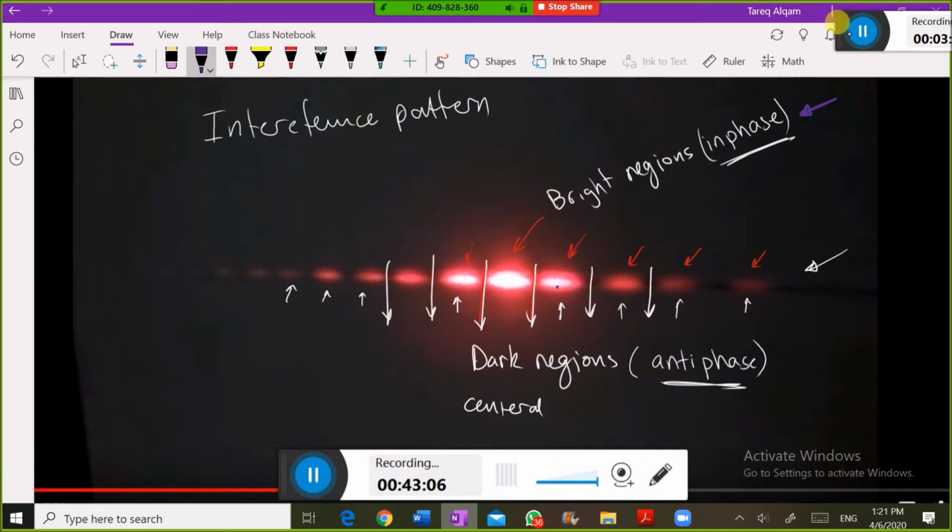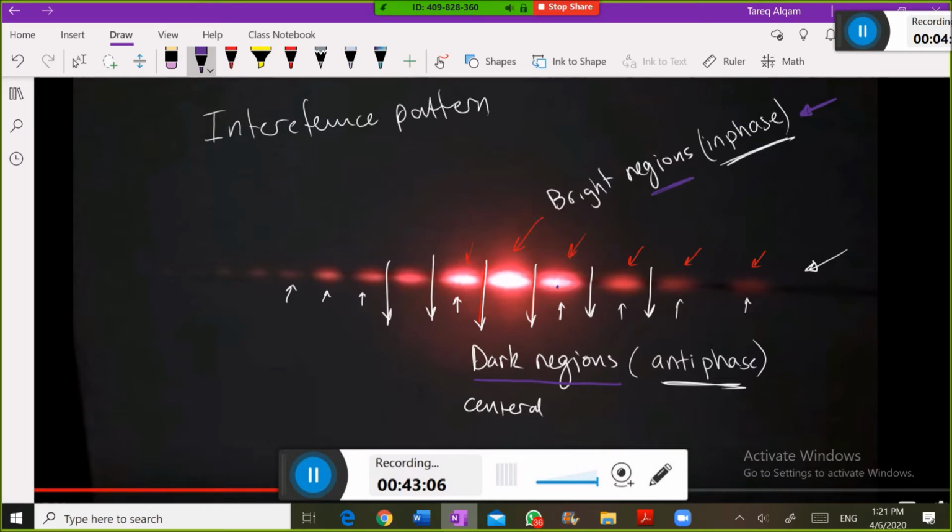In the dark regions, all the waves meet in antiphase. Antiphase means the crest with the trough, for example. So we will have a reduction in the amplitude, so we will have a reduction in the intensity. As a result of that, I will observe a dark region. Here in the bright region, guys, they meet in phase, so they interfere constructively. So crest with the crest, so the amplitude increases, the intensity increases.